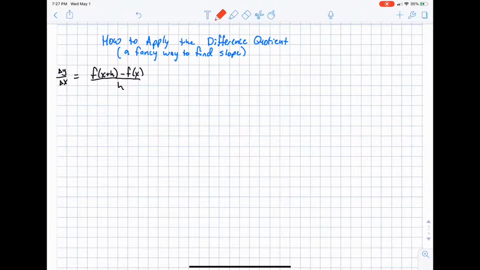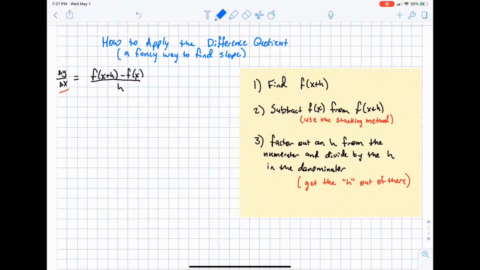All right, so now we're going to look at how we're going to apply the difference quotient. And remember, I said the difference quotient was just a fancy way to write slope. So here are the steps that I'm going to use to help simplify this difference quotient. First thing I'm going to do is find what f of x plus h is equal to. Once I get that, the next step is I'm going to take my original function, f of x, and I'm going to subtract that from f of x plus h.